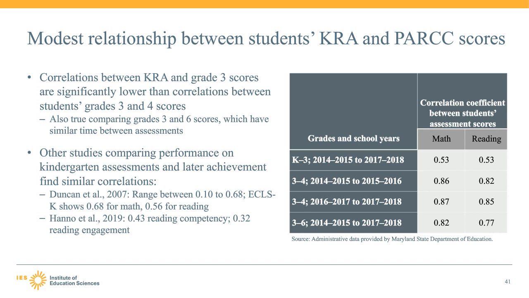and 0.87. Even though these are lower, these are sort of in the range that we might expect from the literature. Looking at the literature, correlating performance on kindergarten assessments with later assessments in grade 3 ranges anywhere from between 0.1 to about 0.7. So these correlations of 0.53 are towards the higher end of this range.